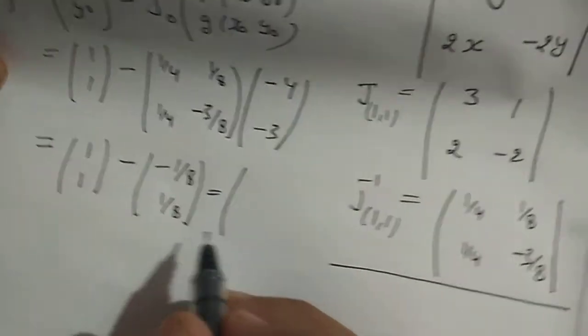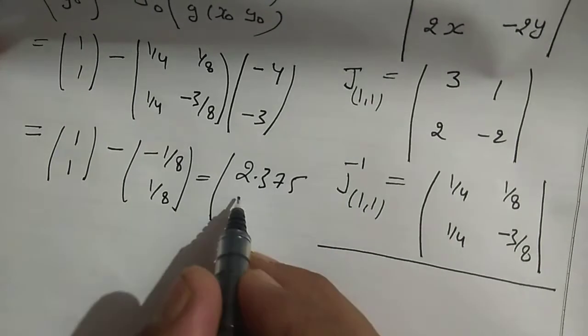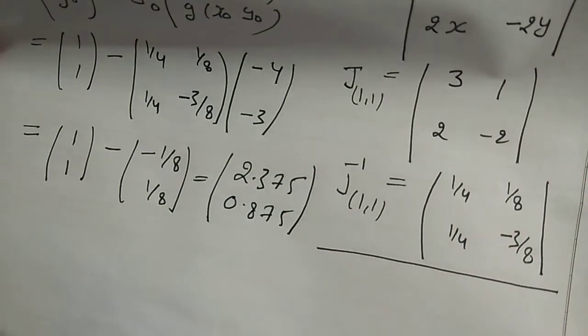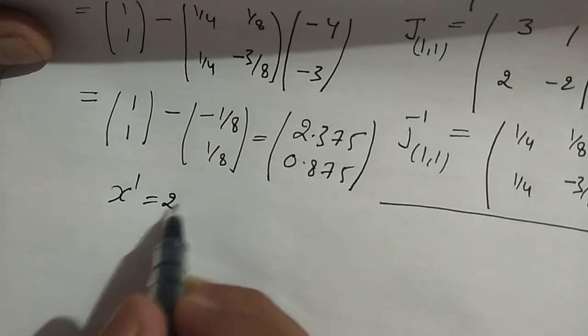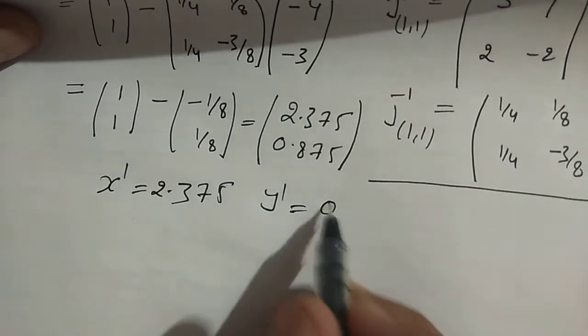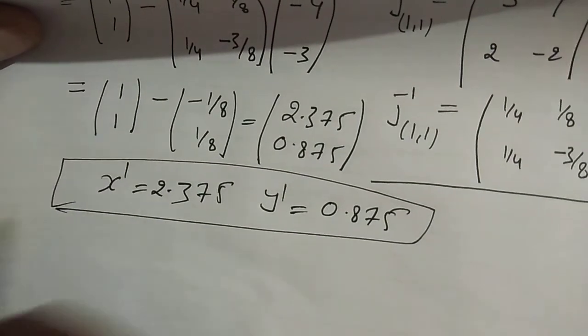So we get 2.375 and 0.875. Okay, so your x1 equal to 2.375 and y1 equal to 0.875. So this is the solution for the first iteration.